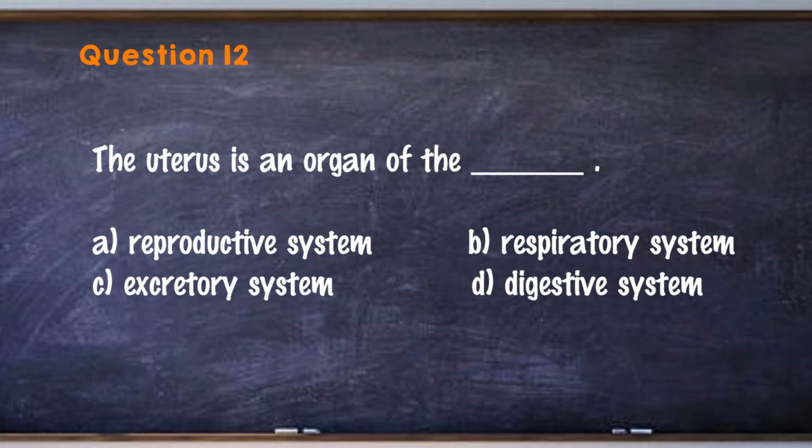Now let's move on to number 12 and tell me if you see some similarities in number 12 and number 11. There's a reason why I brought this question. Listen to it. The uterus is an organ of what system? The uterus is an organ of what system? And look, the options are the same. Is it A, reproductive, B, respiratory system, C, excretory system, or D, digestive system?